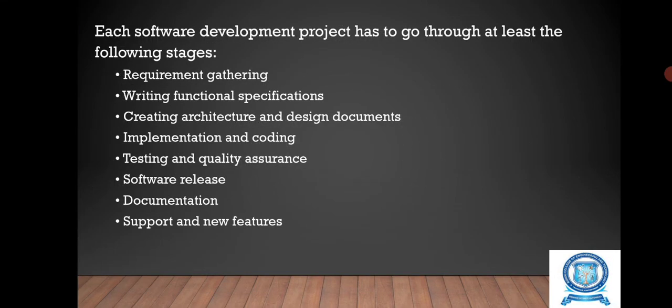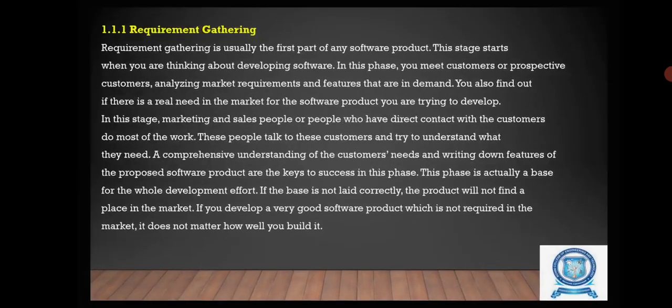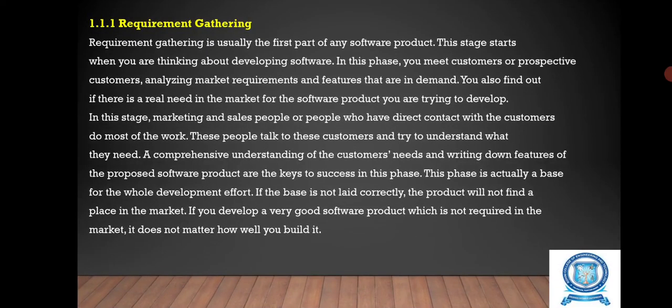Each software development project has to go through at least the following stages: requirement gathering, writing functional specifications, creating the architecture and design documents, implementation and coding, testing and quality assurance, software release, documentation, support and new features. The first one is requirement gathering.